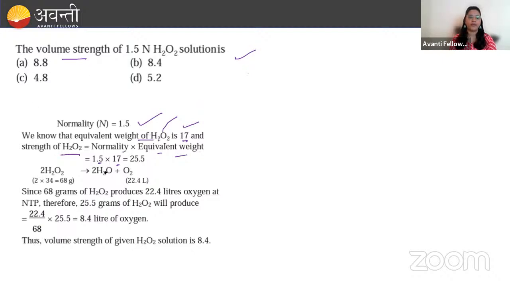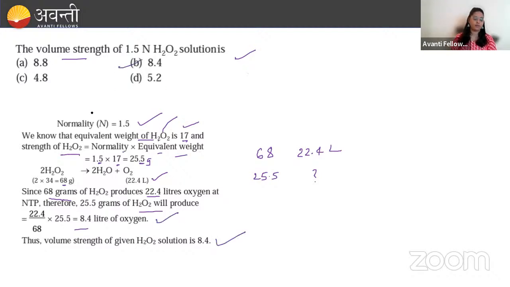So, very good. Now H2O2, here it is written 68. When H2O2 decomposes, it will produce 22.4 liter of oxygen. Since 68 grams of H2O2 produces 22.4 liter oxygen at NTP, this much gram of H2O2 will produce how much? Cross multiplication: if 68 gram gives 22.4 liter of oxygen, then 25.5 gram will give how much? Just make the cross multiplication and you will get the answer, that is 8.4 liter.